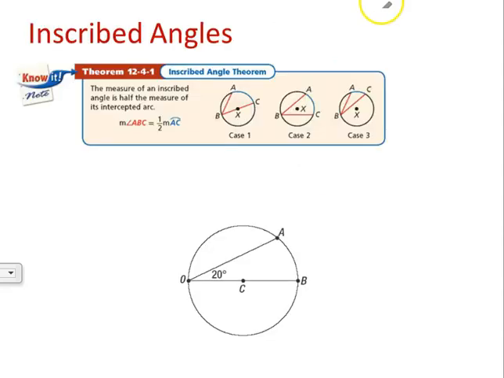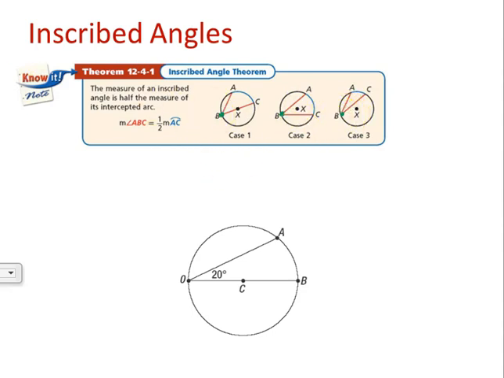All right, inscribed angles. Inscribed angles are angles that are inside a circle. Any angle that's inside a circle is called an inscribed angle. And if you have a vertex of an angle that sits on the outside of a circle, look at all these examples. In every example, the vertex sits on the circle.